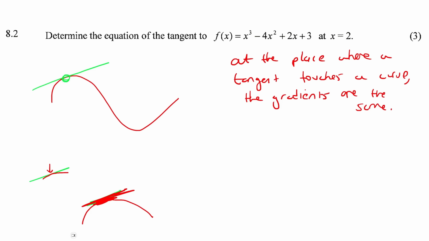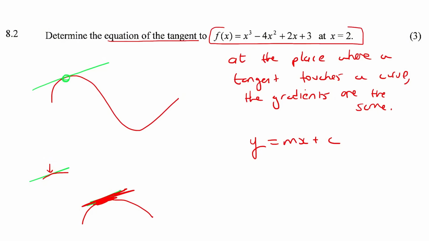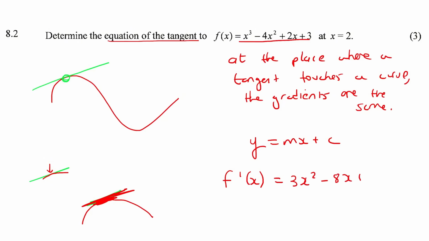The gradients. So they want us to find the equation of a tangent, now of this tangent. Now a tangent is a straight line, so y equals mx plus c. m is the gradient. Now we've just seen that at the place where a tangent touches a curve, the gradients are the same. So if we can find the gradient of this curve, then we also have the gradient of the tangent. Now the question is, how do we find the gradient of a curve? Well, that's where calculus comes in, and specifically the first derivative. So we take the first derivative of this, which would give us 3x squared minus 8x plus 2.